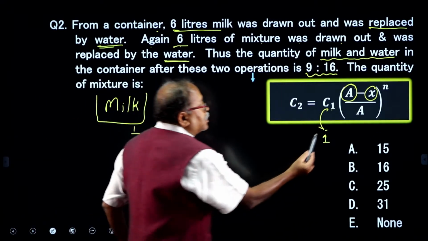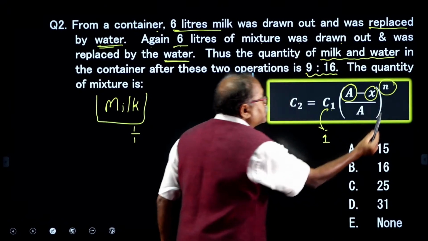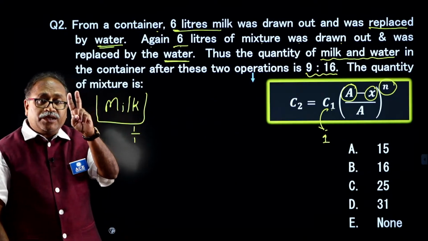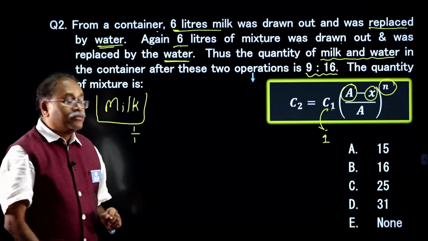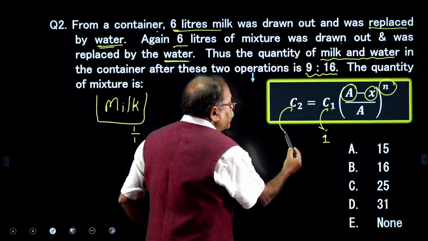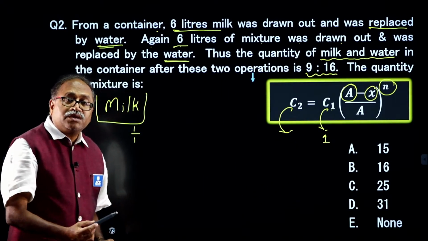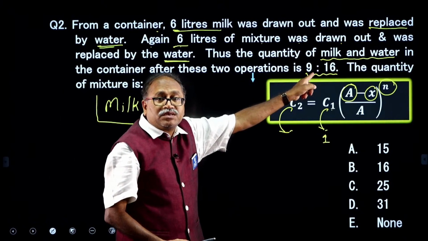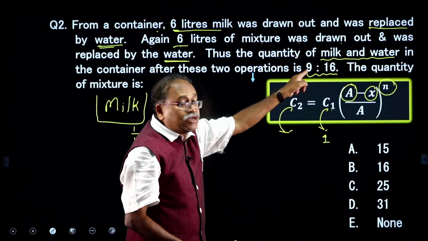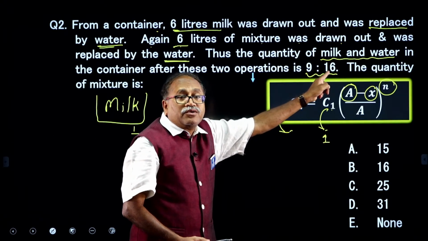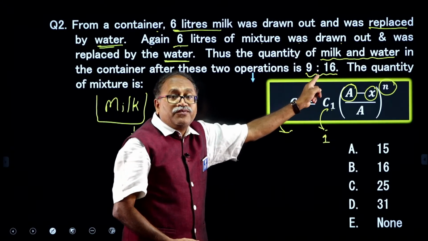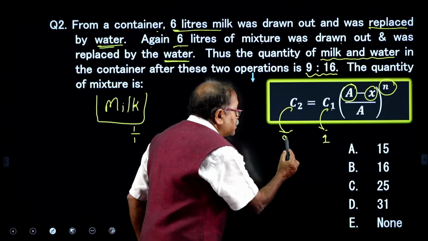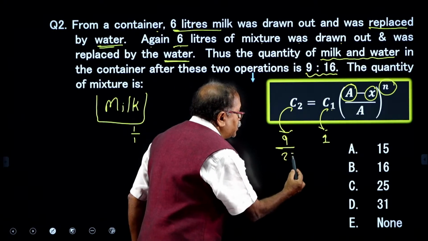What is N here? How many times have you done this? 2 times. So, N is 2. What is my C2 here? The C2 is the second ratio, that is, the milk is 9 parts out of the total quantity. So, 9 by 25. This one is 9 by 25.